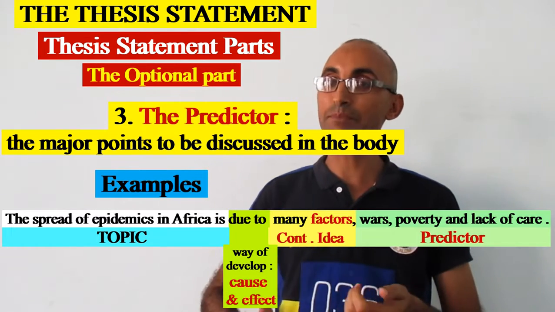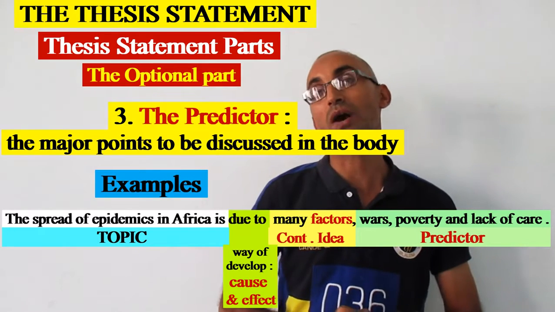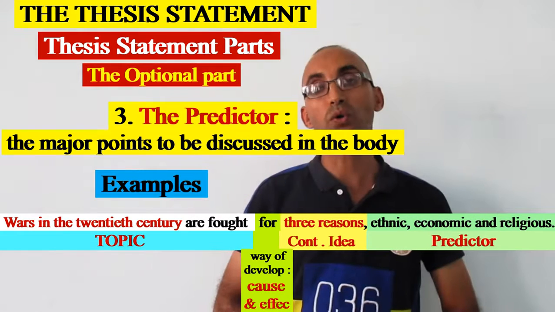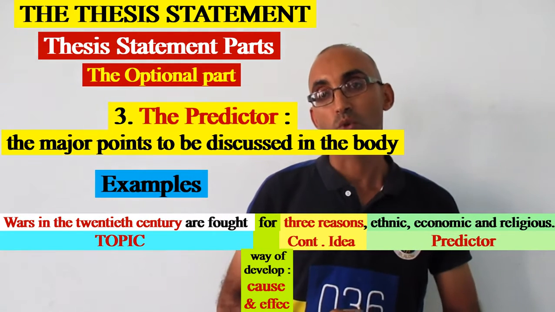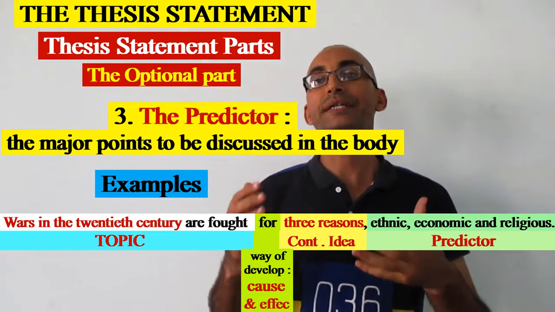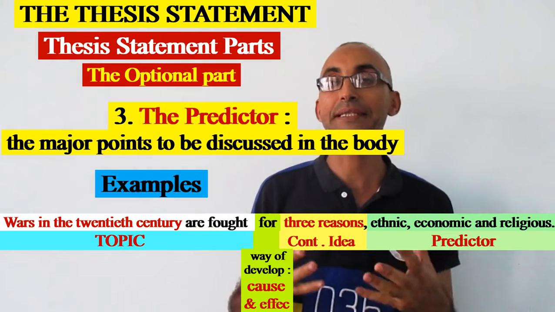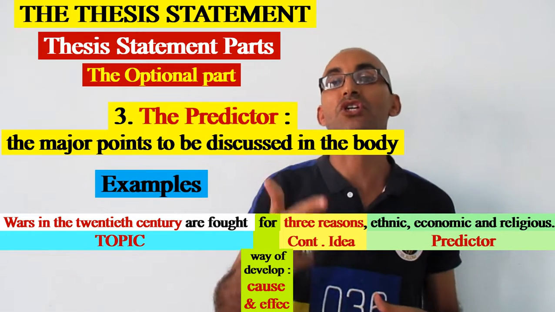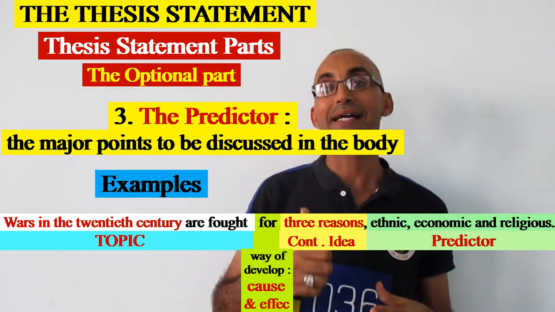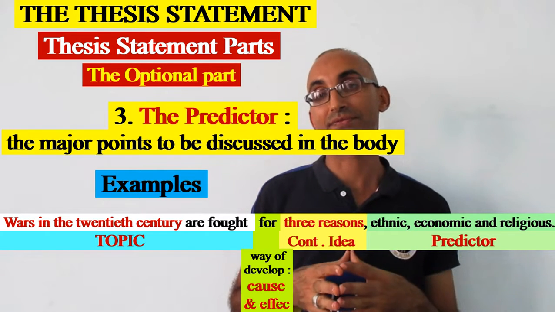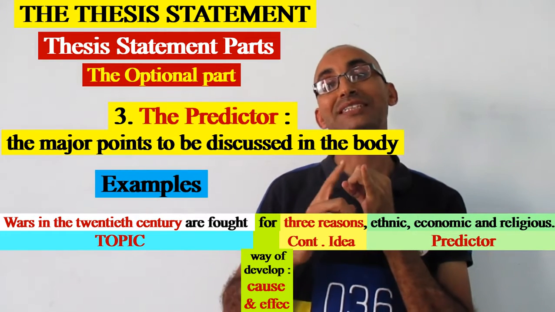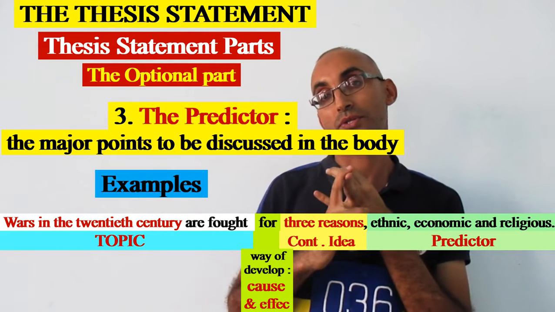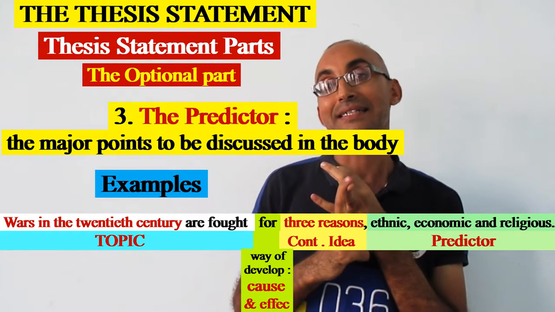Right. Good. Now an example, for instance, we can mention here to show the use of the predictor in this statement. Wars in the 20th century were fought for 3 main reasons: ethnic, economic, and religious. Ethnic, economic, and religious. As you see here, we have wars in the 20th century as my topic. The controlling idea is what?